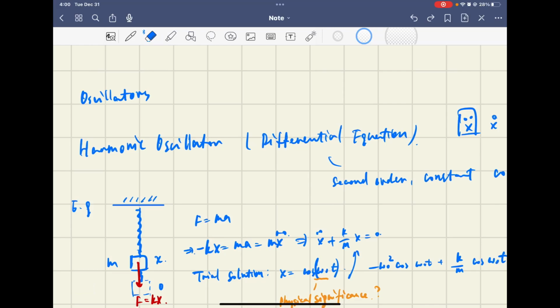Today we're going to talk about oscillators. Oscillators are an important concept in physics because they act like a transition between classical mechanics and quantum mechanics. Much of the conclusions drawn from oscillators can make contributions to quantum mechanics. However, all these conclusions are based on classical mechanics.